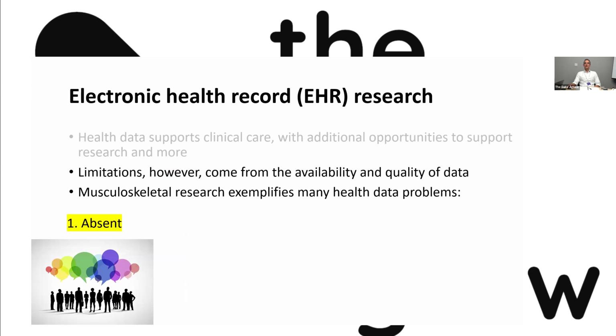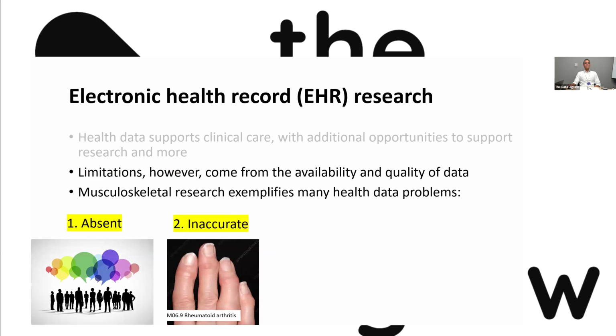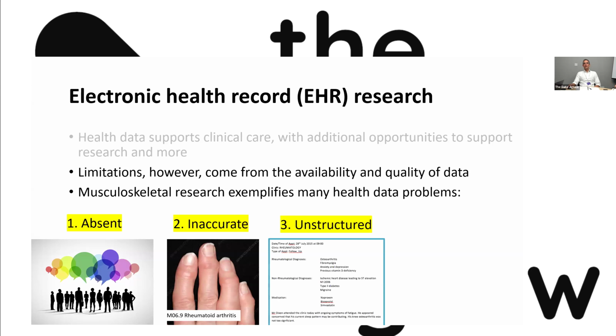The first is that the information that you might want is absent or missing. It just doesn't exist in electronic health records. The second problem is that the coded information that is in EHRs is inaccurate. So here you can see a picture of nodal osteoarthritis, and yet the code that exists in the GP record is M06.9 rheumatoid arthritis. The third problem is that lots of the information held in electronic health records is unstructured.